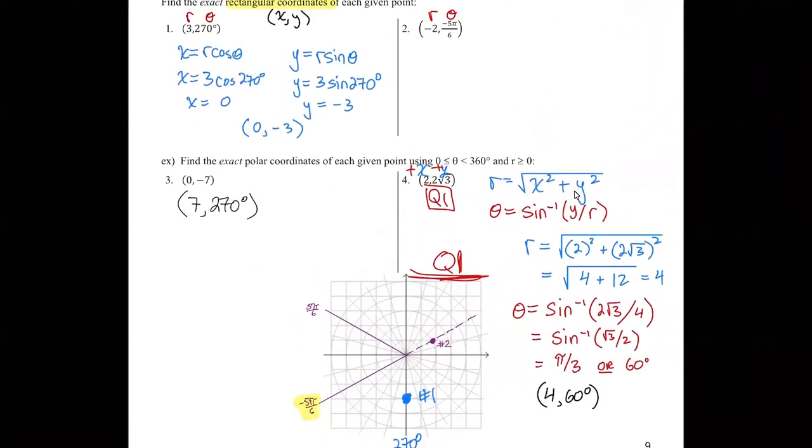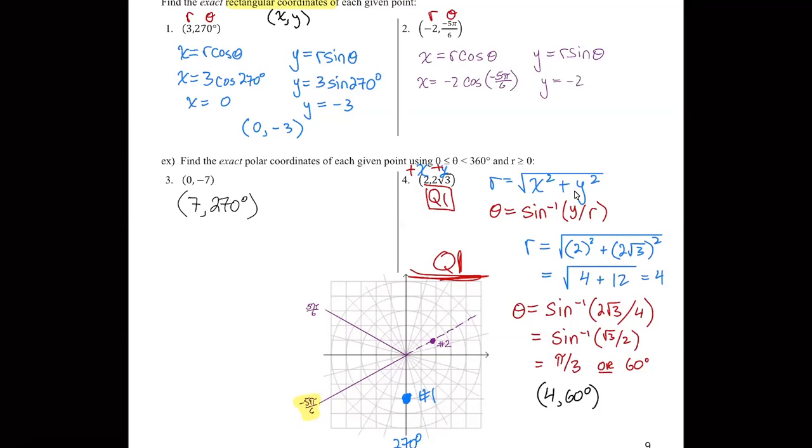All right, so x is equal to r cosine theta. y is equal to r sine theta. All right, that's our bread and butter relationship between the x's and y's and the r's and thetas. So x would be equal to -2 cosine of -5 pi over 6. And then for the y, same thing, just with sine.